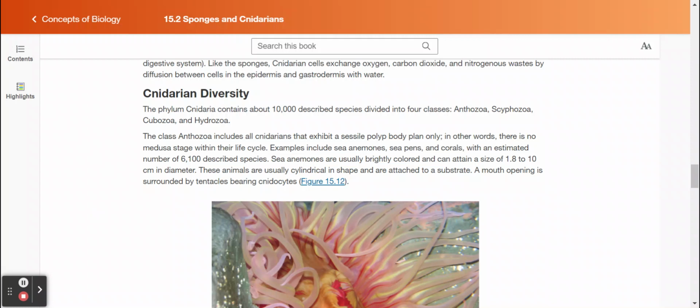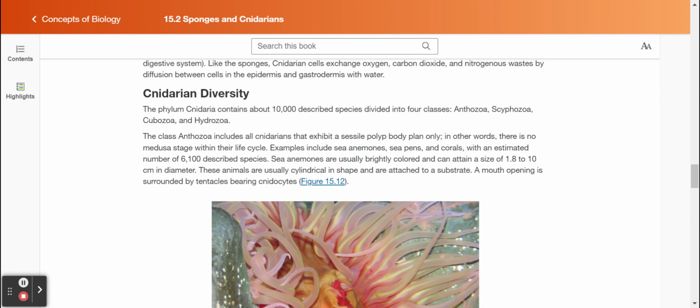Cnidarian diversity. The phylum Cnidaria contains about 10,000 described species divided into 4 classes: Anthozoa, Scyphozoa, Cubozoa, and Hydrozoa. The class Anthozoa includes all cnidarians that exhibit a sessile polyp body plan only. In other words, there is no medusa stage within their life cycle. Examples include sea anemones, sea pens, and corals, with an estimated number of 6,100 described species.